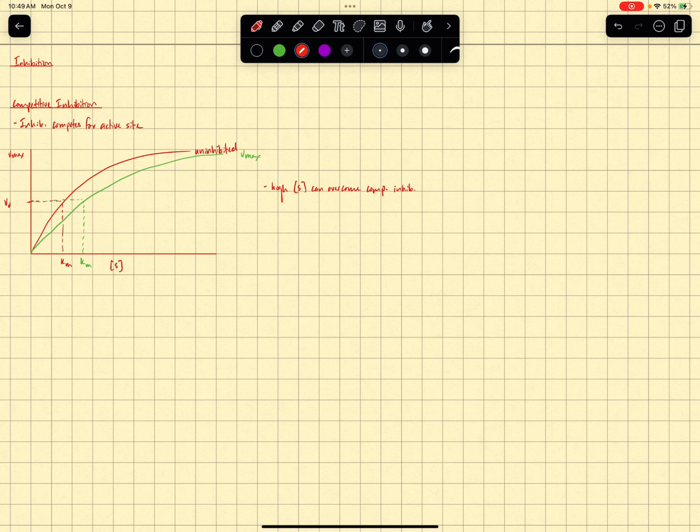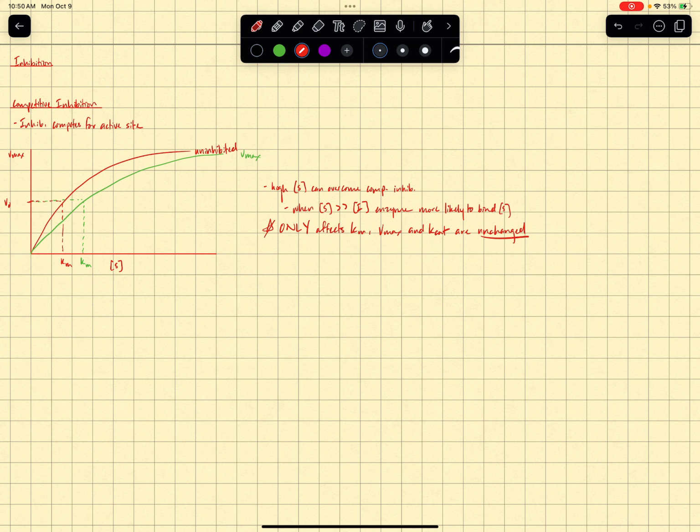And so when the substrate concentration is much greater than the inhibitor concentration, the enzyme is much more likely to bind the substrate than the inhibitor. So the main takeaway from this is that competitive inhibition is only going to affect Km. Vmax and Kcat are unchanged. Just always keep that in mind for competitive inhibition.